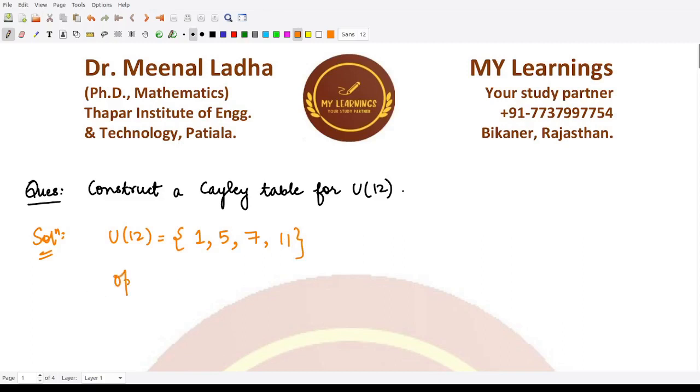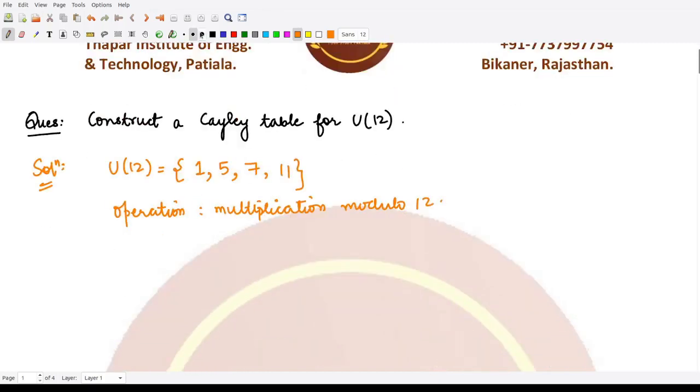And what is the operation here that we are using? The operation is multiplication modulo 12, right? This is the group operation that we shall be using, multiplication modulo 12, correct? So using this, can we construct a Cayley table for it? The answer is yes, we can. So let's see how we can do it.